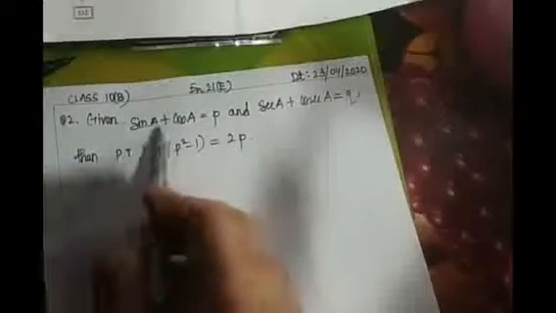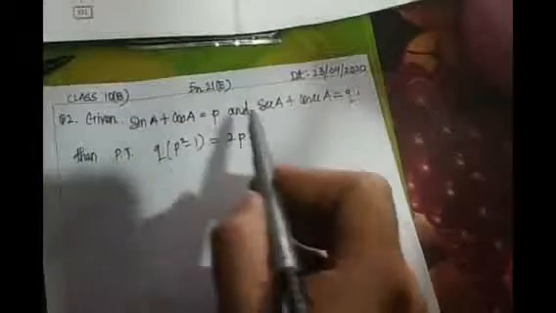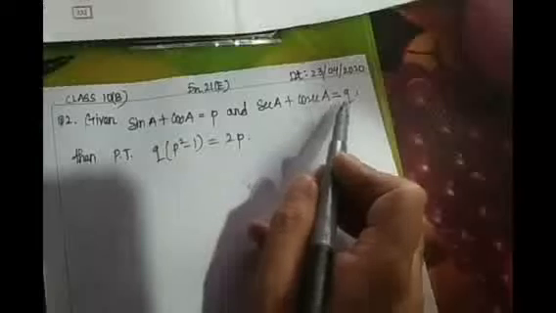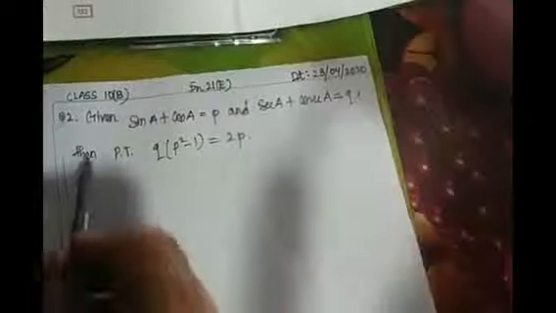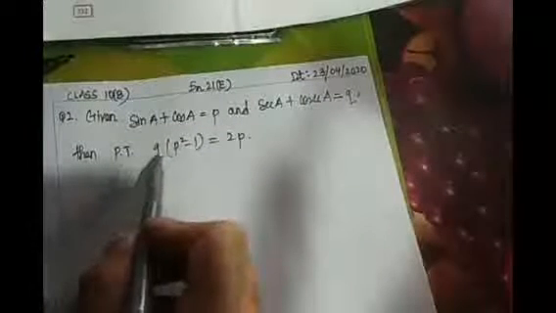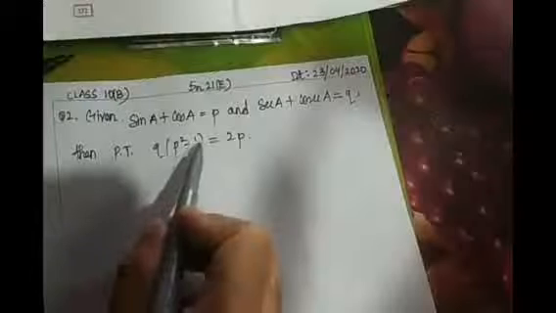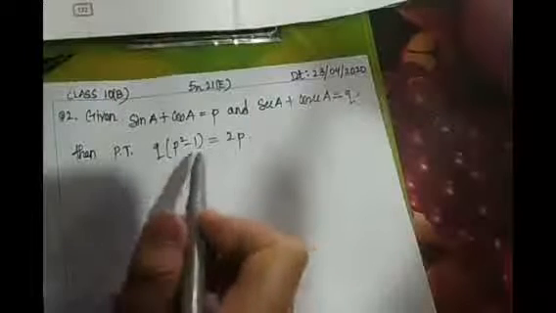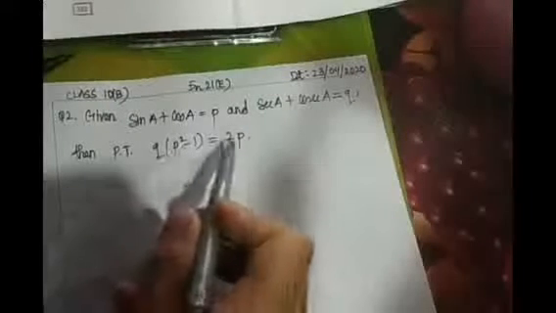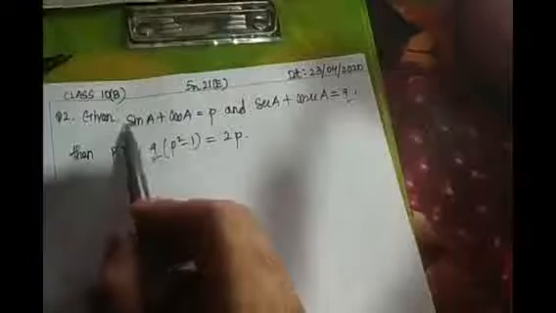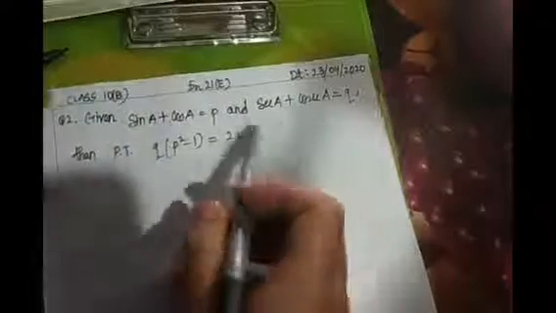The question goes like this: given sin A plus cos A is equal to P and sec A plus cosec A equals Q, then we have to prove that Q bracket P square minus 1 is equal to 2P. We have to prove this, left hand side equals right hand side, using these two given conditions.